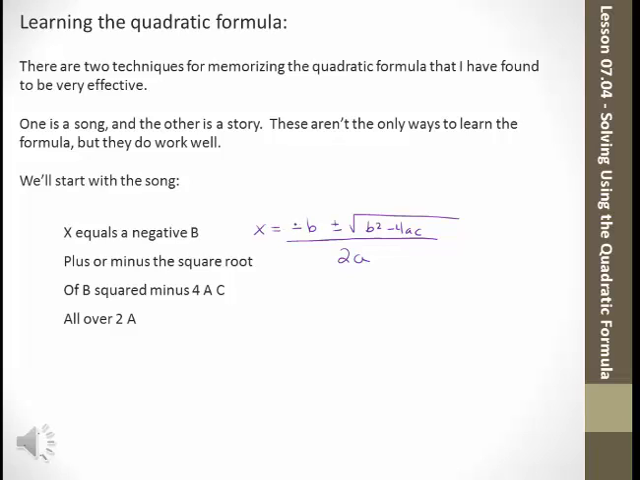So as you sing the song, you actually are reading the equation. So let's do this one more time. X equals a negative b plus or minus the square root of b squared minus 4ac all over 2a.